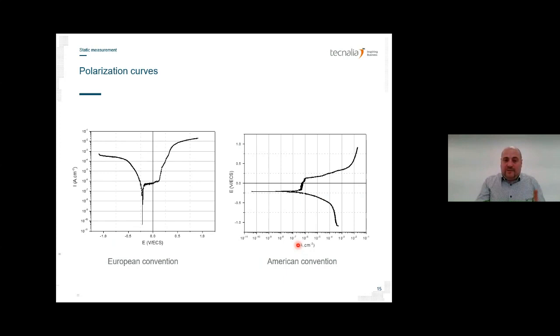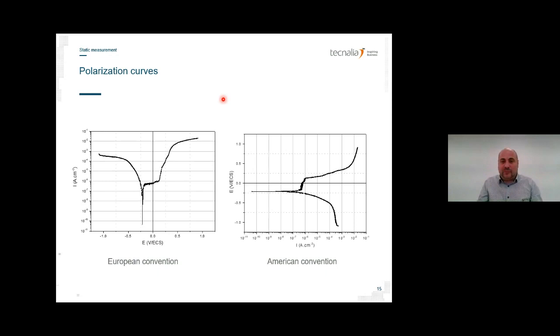First, last things. Sometimes you will see curves like that with the current in ordinate and potential in abscissa, and sometimes the opposite. It's just because there are two different conventions, one that we would call European, the other American, but that is kind of a shortcut. It's not exactly like that, but it depends a lot on the industry involved in the kind of representation.